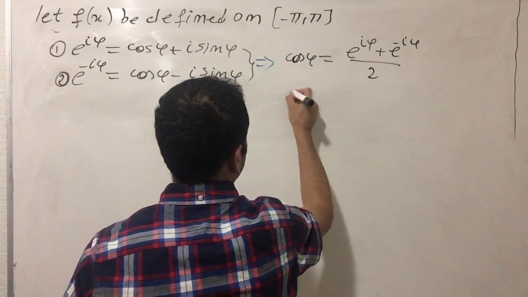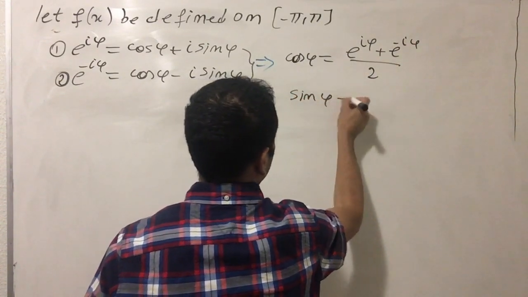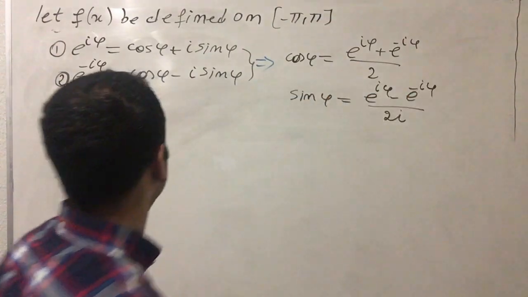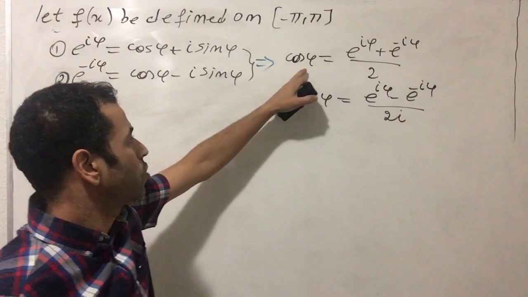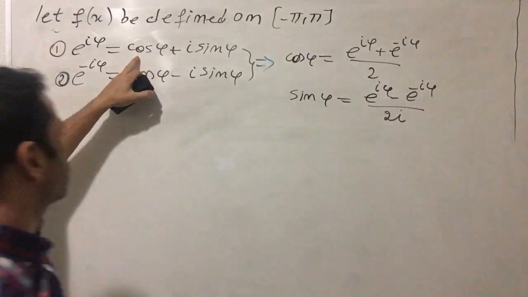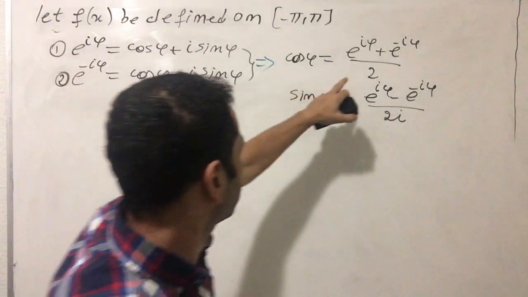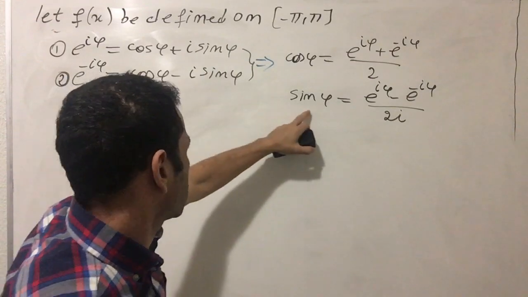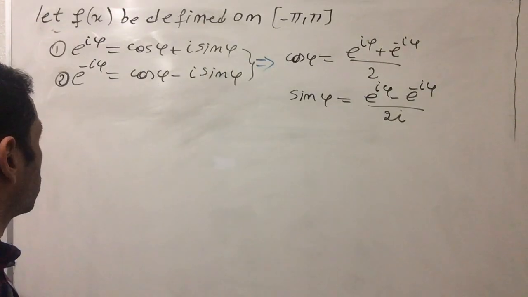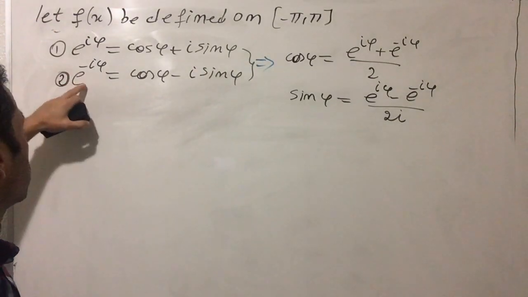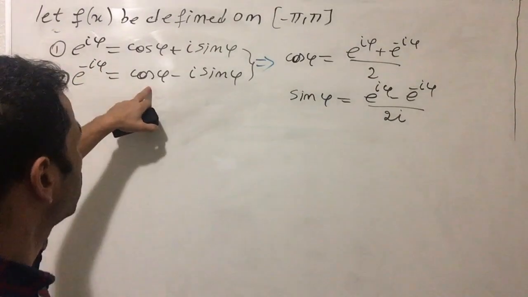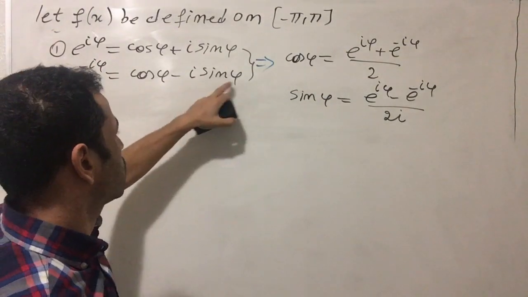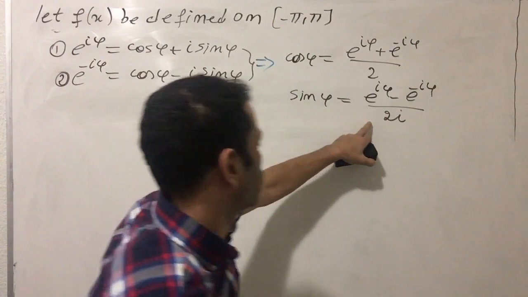Same thing with sine phi. In order to find cosine phi, I just add the first equation on the second equation, which gives us this one. And for the sine phi, we're subtracting the second equation from the first equation and adding both sides, and you will end with this one.